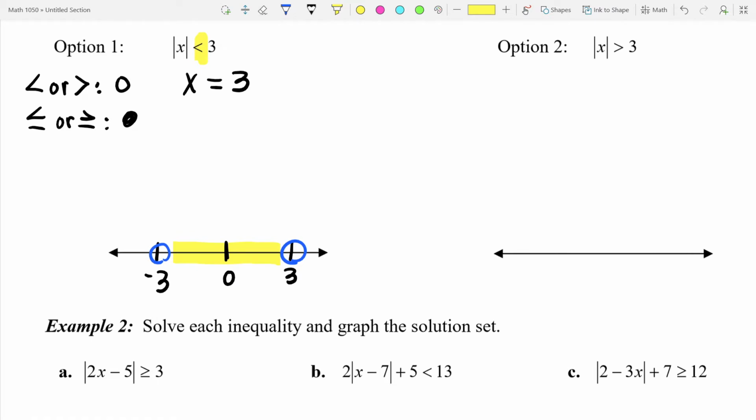Okay? The absolute value of 4 is 4. Is that less than 3? No. The absolute value of negative 4 is a 4. Is that less than 3? No. So you just have to test your regions. Okay? Okay, let's do this one.